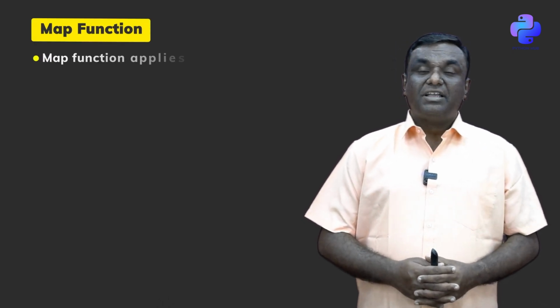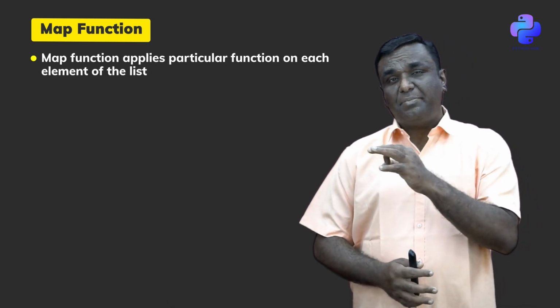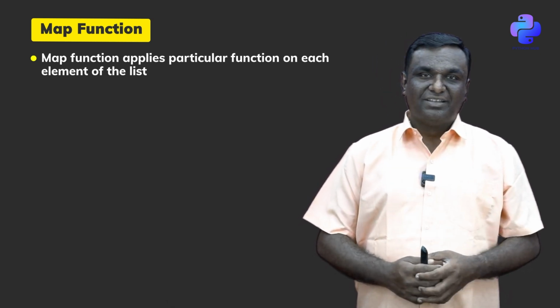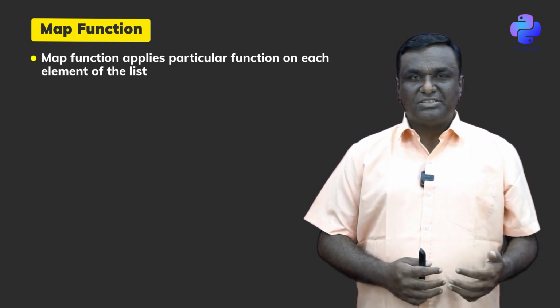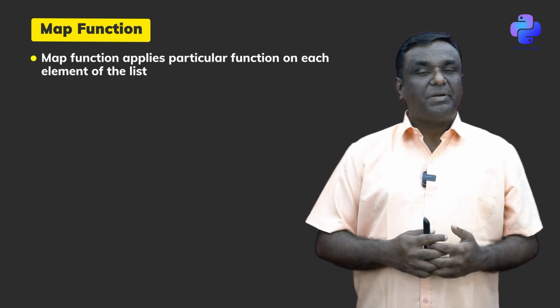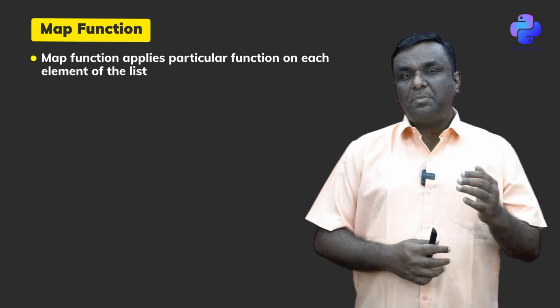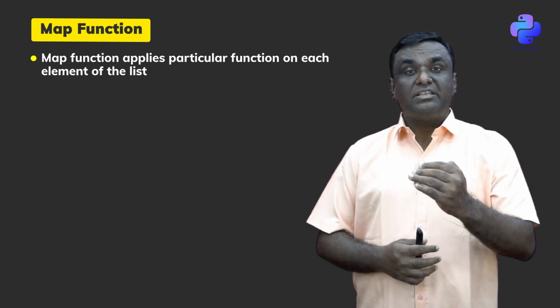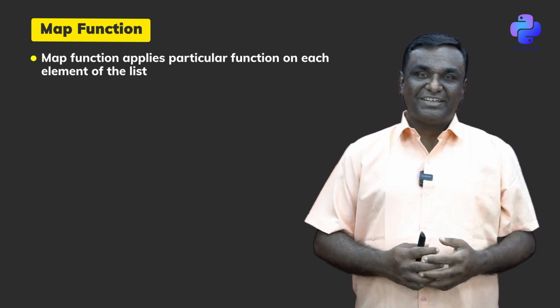Map function applies a particular function on each and every element of the list. As I told you when we discussed data structures, be it tuples or lists or anything, you have a huge set of data elements that are stored in a particular data structure. Now when you want to apply some kind of logic on top of each and every element in the list, you use map function.